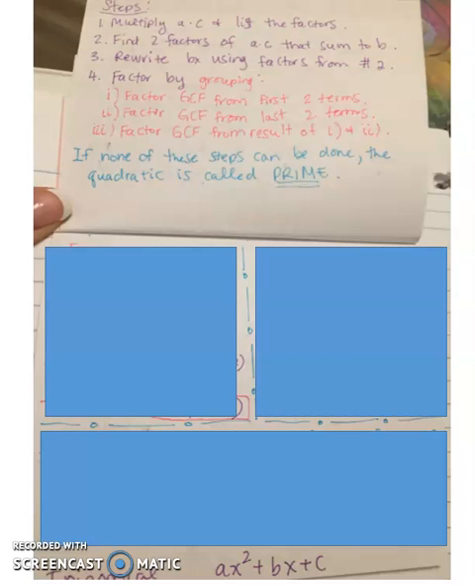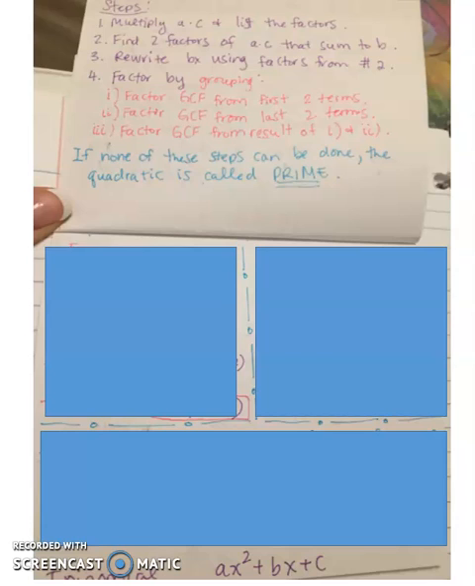Step 2 is to find two factors of a times c that sum to be b, which is your middle term. Step 3 is you're going to rewrite that middle term bx using those factors from step number 2 that you found. Step 4, you're going to factor by grouping. Now, factor by grouping, you're going to have 4 terms, and you'll see this in an example in just a moment. You'll have 4 terms altogether.